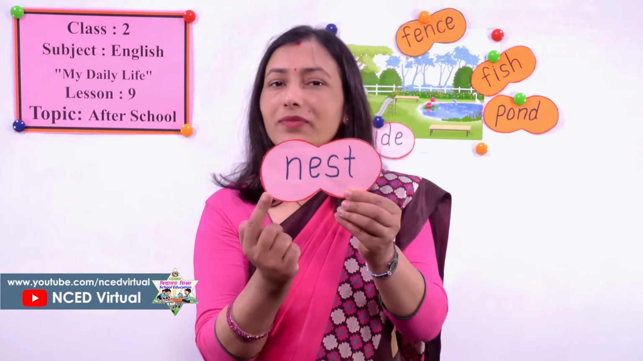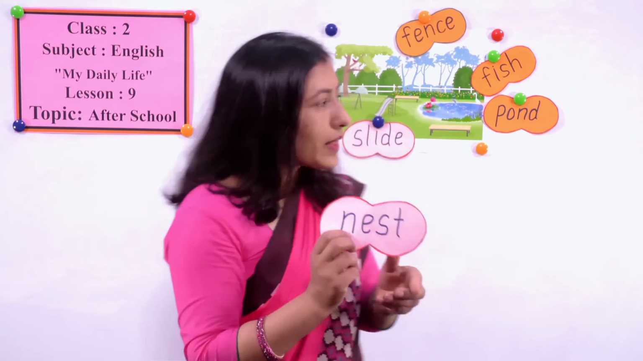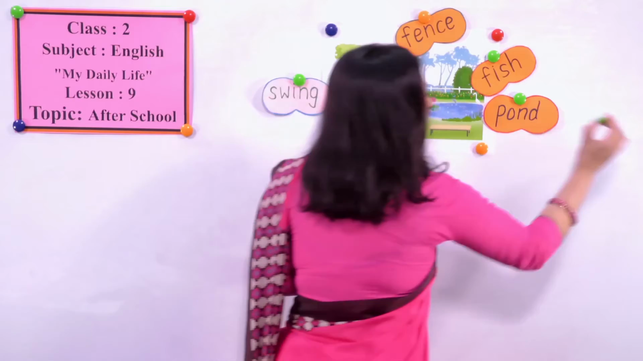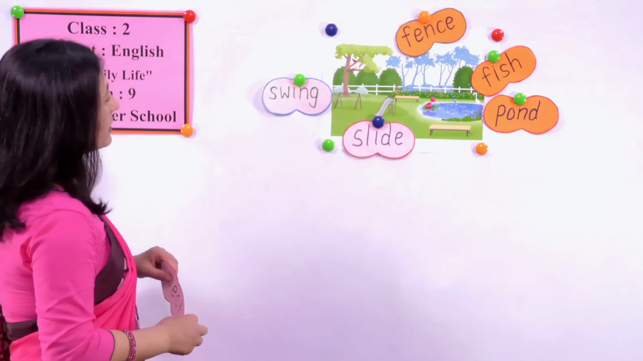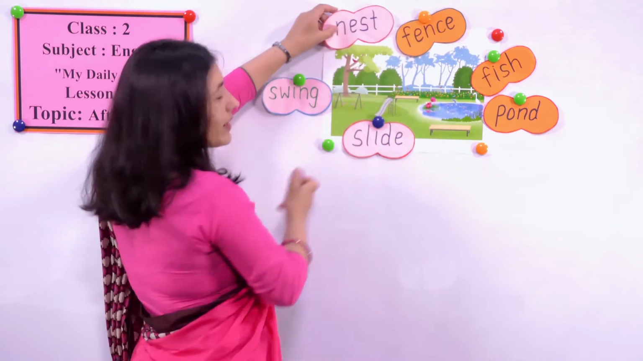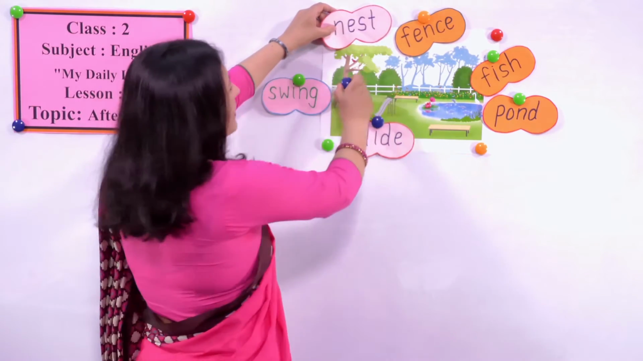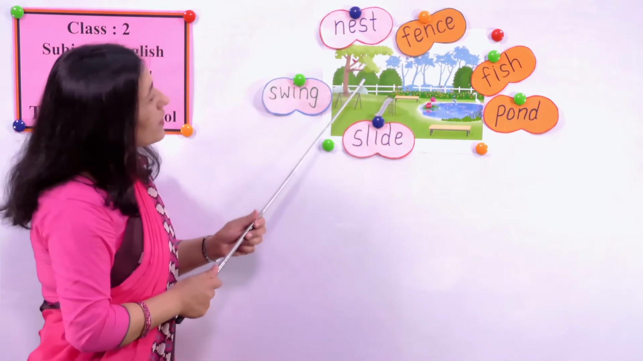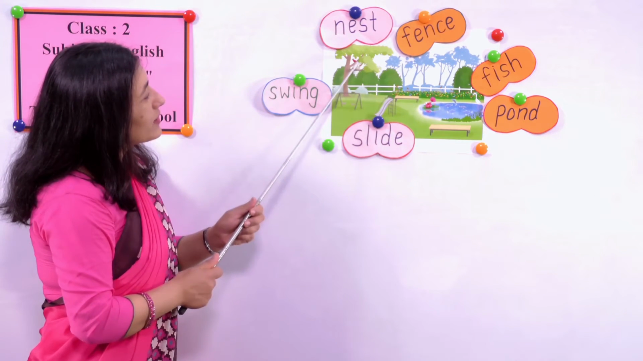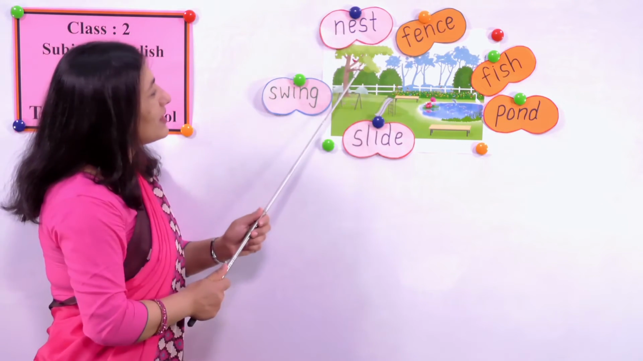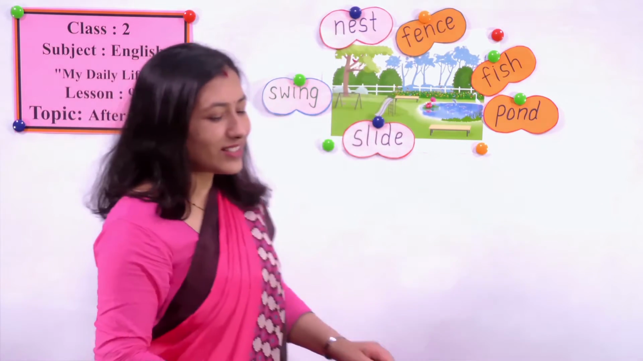One more time, nest. Okay, now find out nest. Where have we seen nest earlier? Can you see nest in the picture? Yes, over here. There is a small nest of a bird you can see. So there is a bird and there is a bird's nest. Look, N-E-S-T, nest. Good job.